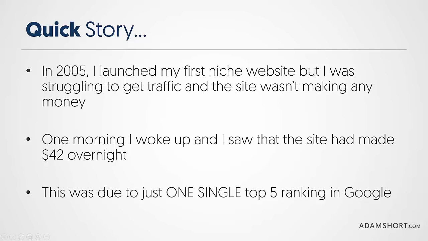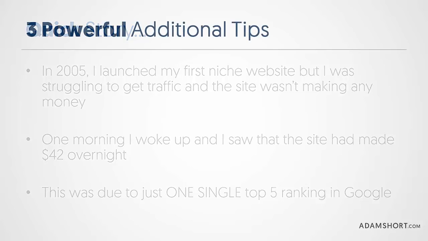So from there, that one site went on to make 4 figures per month for me, and it's done so for many years. That site is still making money for me right now to this very day. And again, that's just from one single top 5 ranking. So the site has multiple top rankings in Google now, but that's the power of Google. So you're going to experience this for yourself when you implement the perpetual traffic machine formula. But I just wanted to share that story with you to really get you excited about Google traffic, because it really is an exciting thing when it comes to online marketing.